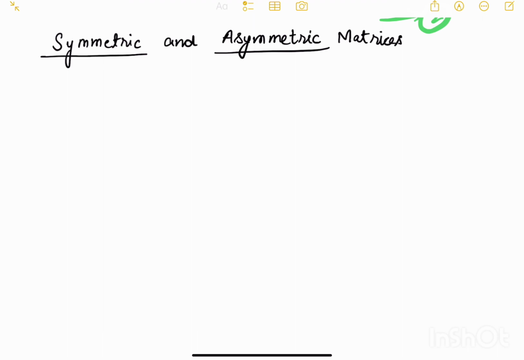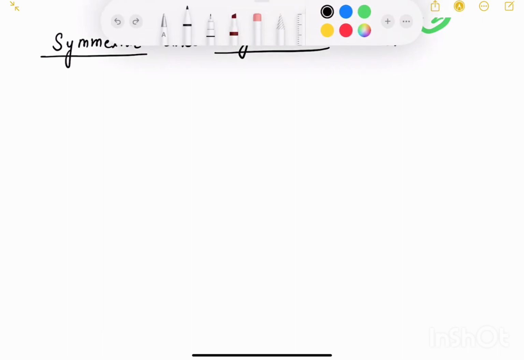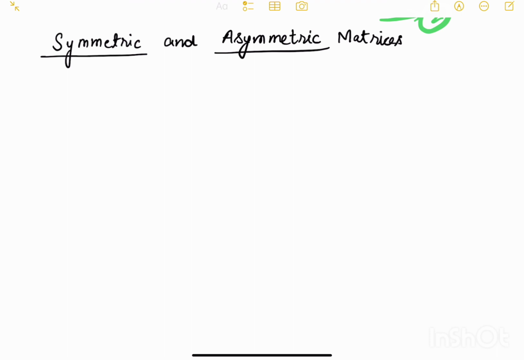So, today, the topic on which I will discuss is symmetric and asymmetric matrices. So, let us first of all focus on the topic symmetric. What do we mean by a symmetric matrix? Let us first focus that symmetric and asymmetric matrices are only dealt with when we have a square matrix.